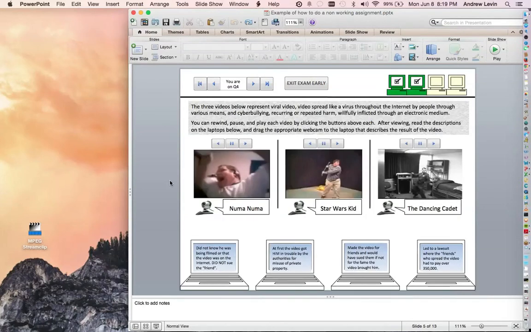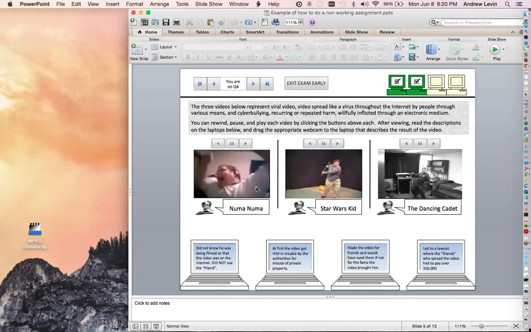Okay, here's an example of, this is also matching. There's 3 up here, and there's 4 possible answers. Once again, I should have had 5, I know. You guys familiar with these? These deal with viral videos and internet cyberbullying? Numa Numa. Yep, Star Wars kid. I've seen those, yeah. Okay, what about the Dancing Cadet? That one I haven't. Yeah, very few people see it.